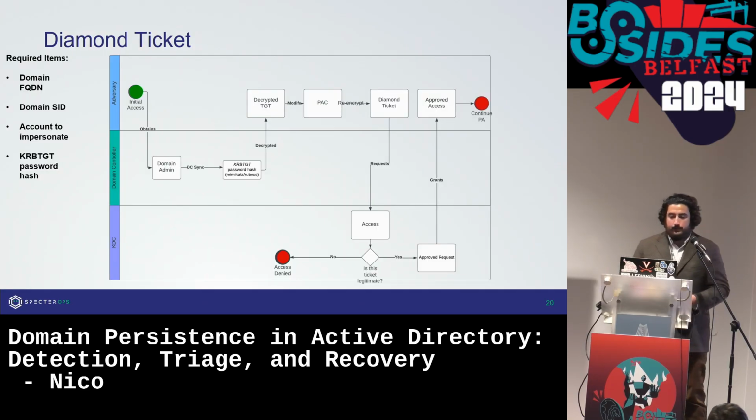And here we have just the general attack flow for that diamond ticket, from initial access all the way to deciding whether or not the ticket is legitimate.